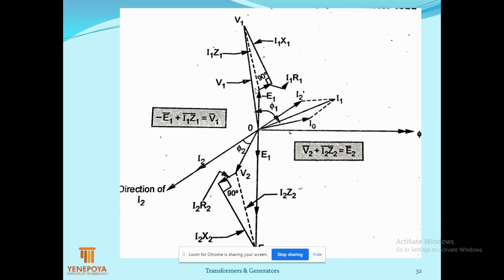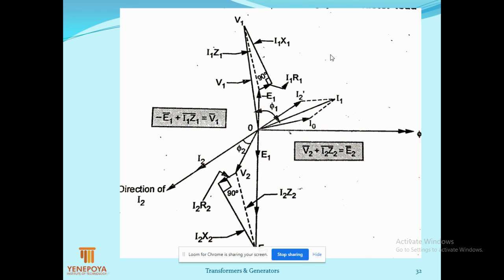Now here minus E1 plus I1. Draw I1 R1, this line parallel to I1. Then draw I1 X1 at 90 degrees to I1 R1. Join I1 R1 and I1 X1 to get I1 Z1. Then join to the point minus E1 plus I1 R1 plus I1 X1 to get V1. This is for inductive load.